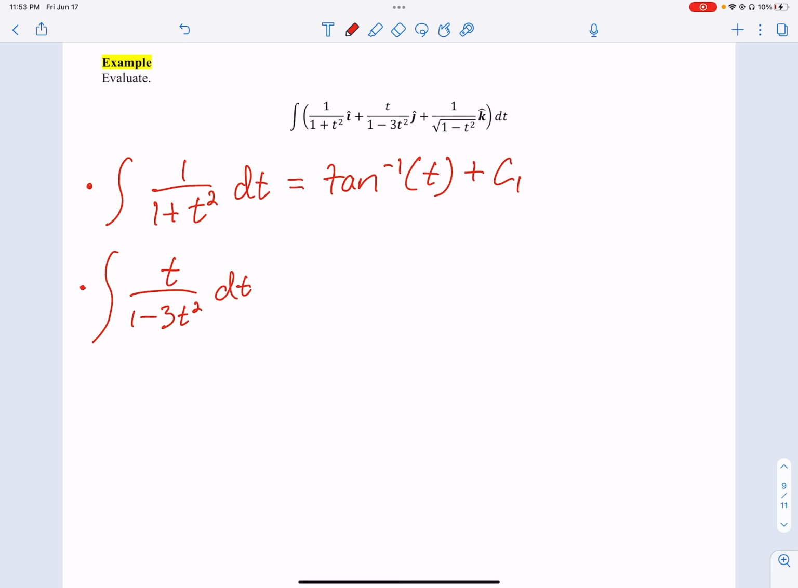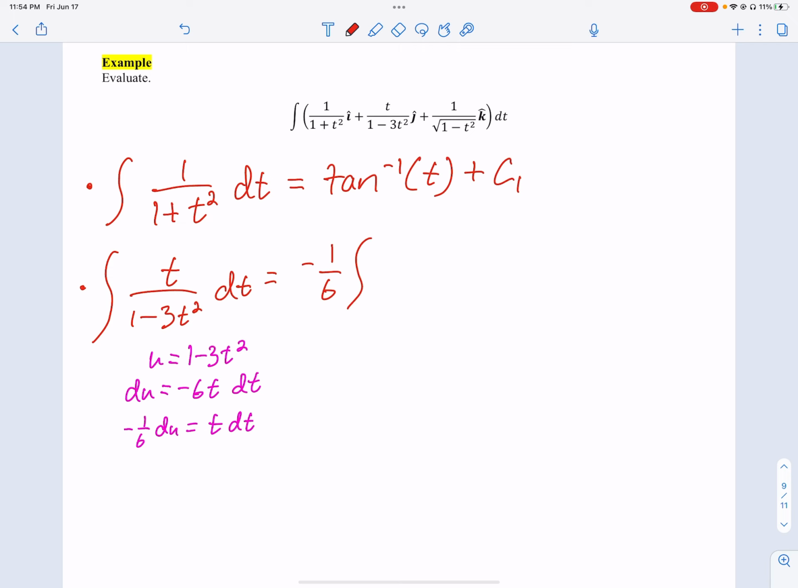And it looks like we're going to need to do some u subs here. U being the denominator. So du is equal to negative 6t dt. So that's negative 1 over 6 du equals t dt. That'll cover the t up top. All right, so going back to our integral, we have to introduce a negative 1/6, and then we get a 1 over u du, which is negative 1 over 6. The integral of 1 over u is ln of the absolute value of u.